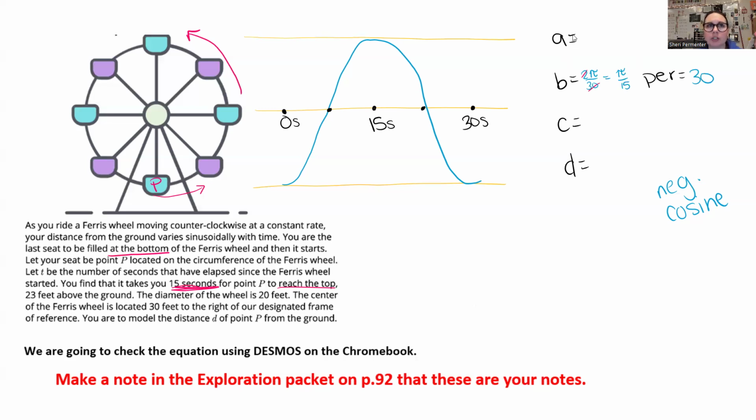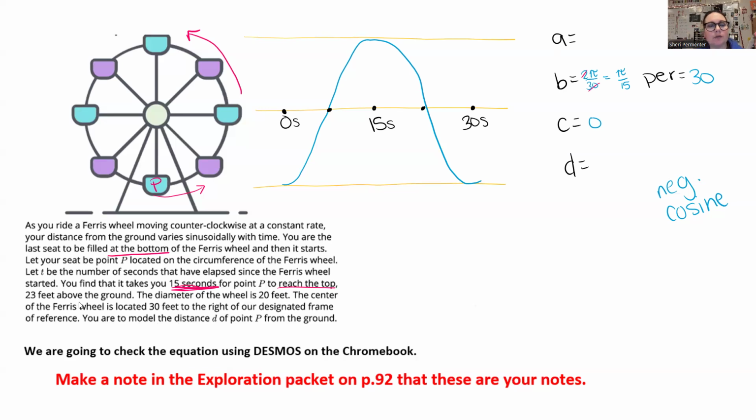Do I know my amplitude? Why do I know C? What's that represent? The starting point. C is where you start. So what's my starting time? 0. Okay, now we need to know amplitude and we need to know the middle line. So we've got to find some information that tells us that. Now I'm almost done reading.